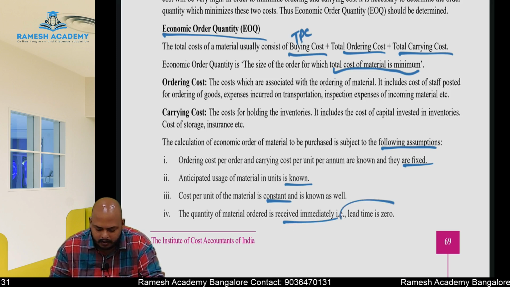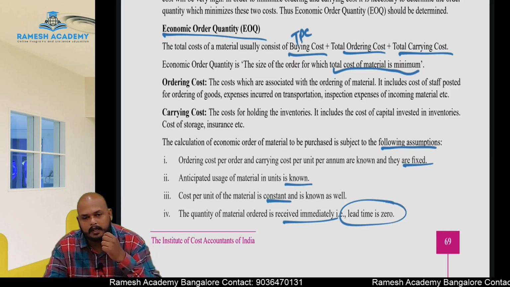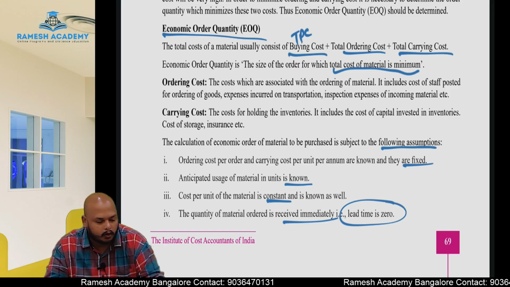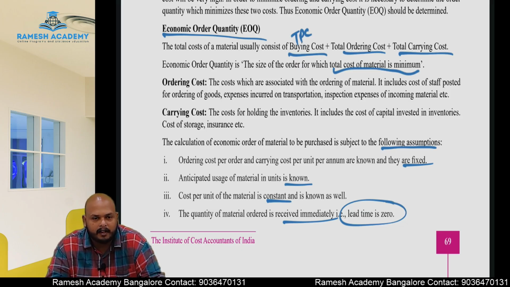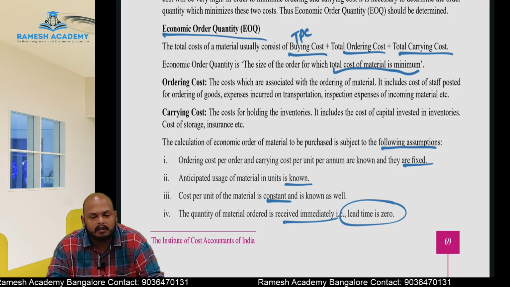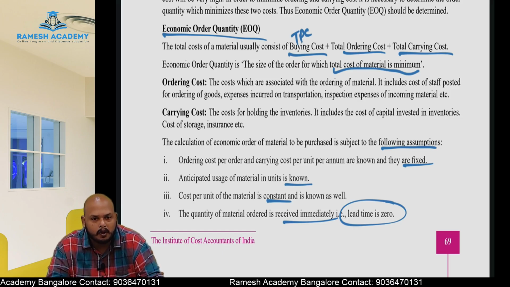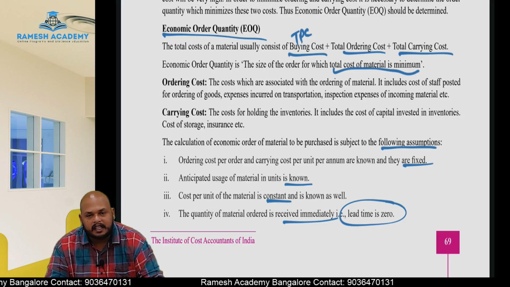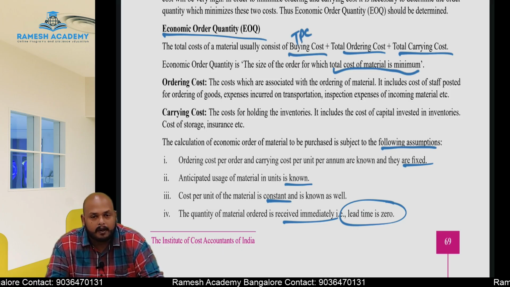Lead time is 0. What is the meaning of this sentence? Whatever material we are ordering, it should be received immediately. There should not be a time gap. So these are the assumptions which we have to consider in EOQ, economic order quantity.